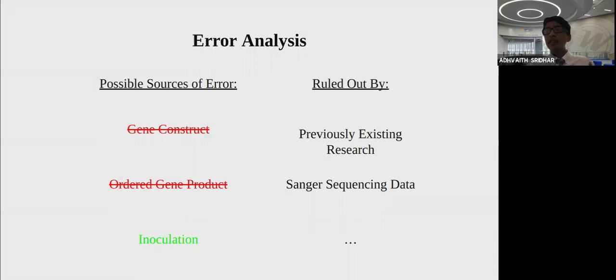However, an error analysis actually suggests that an error occurred during the experiment, which might cause these results to have to be reevaluated. We can rule out a few possible sources of error, which were the gene construct that was virtually made and the ordered gene product. And we can actually identify that the error was in the inoculation steps.